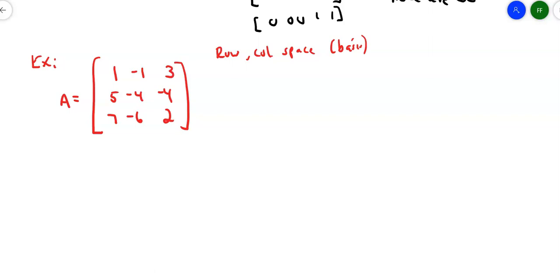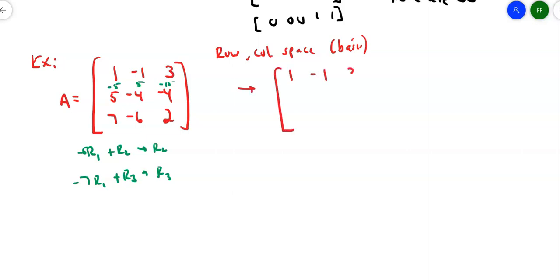So let's do a couple of linear combinations to get rid of the 5 and the 7 that's down here. So if I do -5 row 1 plus row 2, answer goes in row 2, and then let's do -7 row 1 plus row 3, answer goes in row 3. So multiply the top row by -5, and I get -5, +5, -15. So as I'm writing this, my row 1 remains the same, right? 1, -1, 3. The second row is now 0, 1, -19.